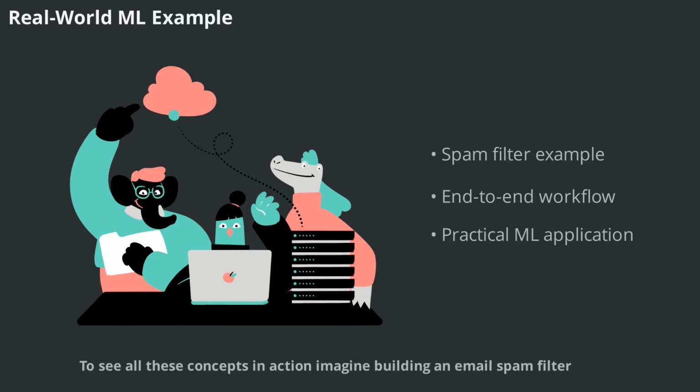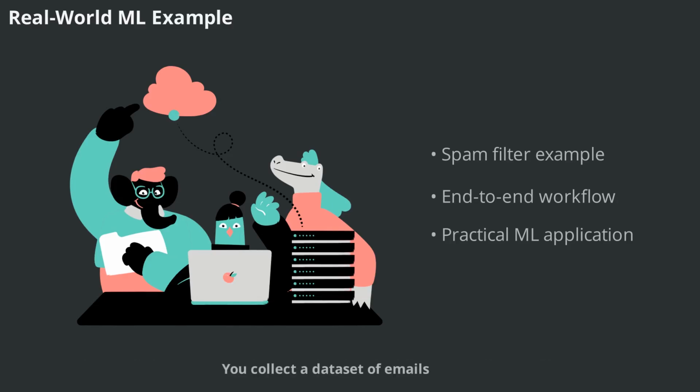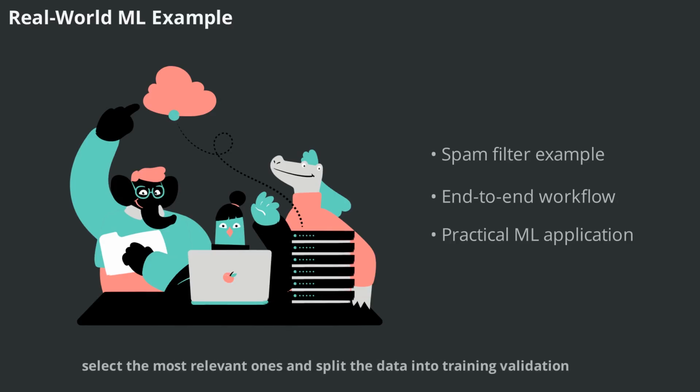See all these concepts in action. Imagine building an email spam filter. You collect a dataset of emails, engineer features like sender address and keywords, select the most relevant ones, and split the data into training, validation, and testing sets.